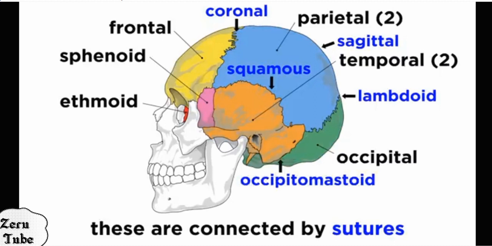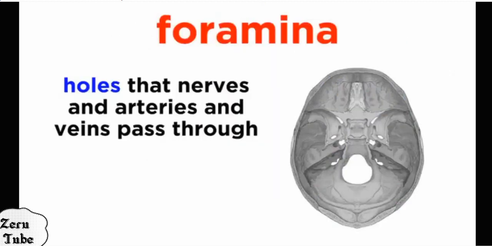the bone of the cranium and the bone of the face. So we have 5 types of sutures: the coronal suture, the sagittal suture, the lambdoid suture, the squamous suture, as well as the occipito-mastoid suture.